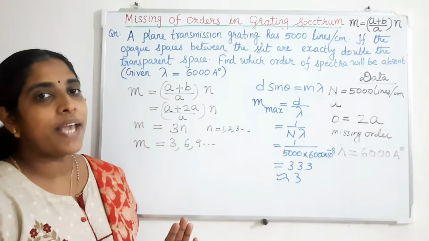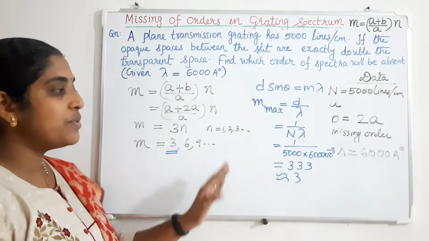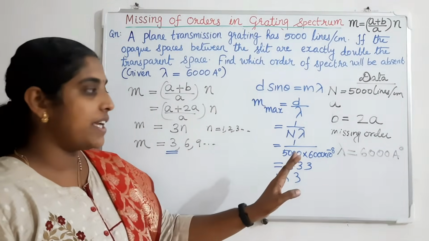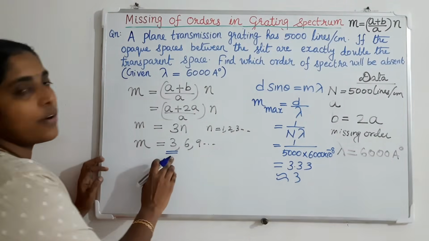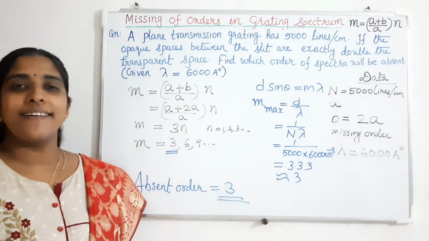So which order will be absent there? The 3rd order will be absent, because orders 1, 2, 3 are possible for the given plane transmission grating. In that, the 3rd order will be absent. So the absent order is equal to 3. Try more questions.